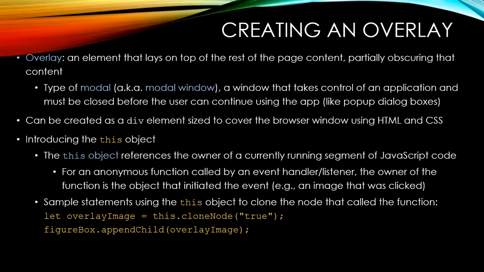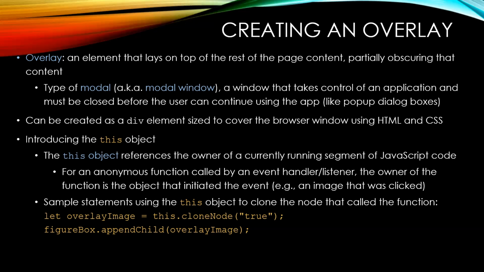They can be created as elements sized to cover however much real estate you want to cover of your website using your HTML and CSS. In order to do this, we use something called the this object. So this is going to reference the owner of whatever is currently running. So for an anonymous function to be called by an event handler or listener, the owner of that function has to initiate the event.